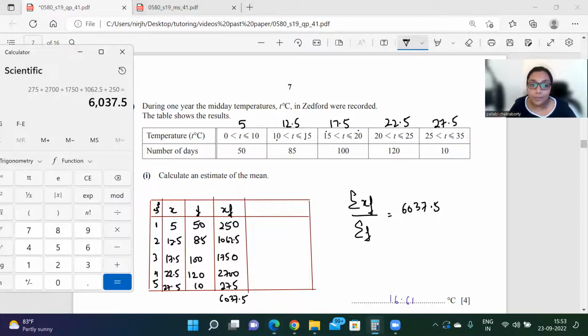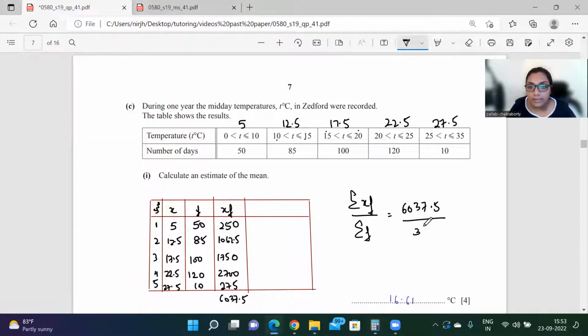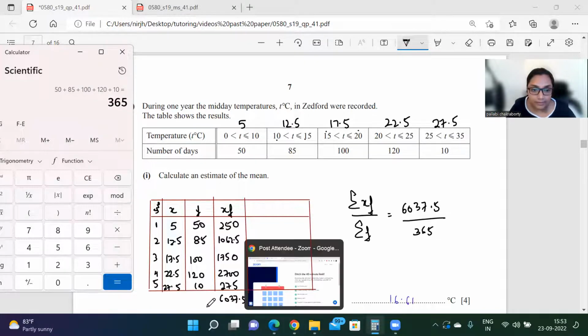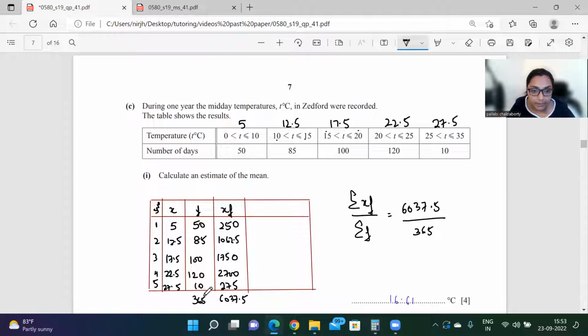Let's add up the frequencies as well. So what do we get? 50 plus 85 plus 100 plus 120 and a 10. So we get 365. Let's check. Yeah, it is 365. So let's keep it as 365. This is the summation, right?